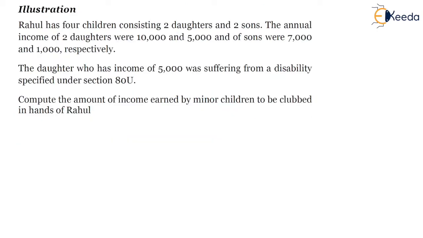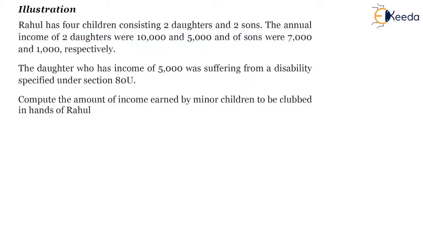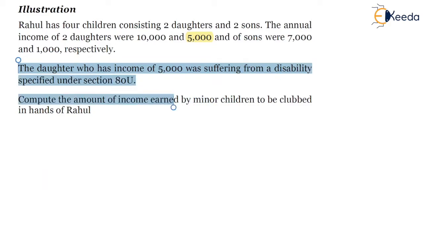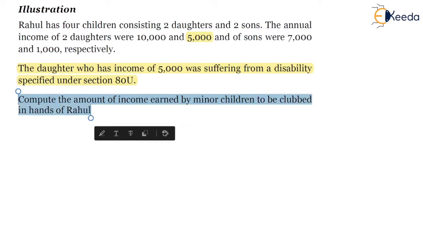Friends, continuing with the next illustration, Rahul has 4 children consisting of 2 daughters and 2 sons. The annual income of the 2 daughters is 10,000 and 5,000, and of the sons 7,000 and 1,000 respectively. Correct, friends? So let's read the entire illustration. The daughter who has income of 5,000, which is the second daughter, was suffering from a disability specified under section 80U. Compute the amount of income earned by minor children to be clubbed in the hands of Rahul.